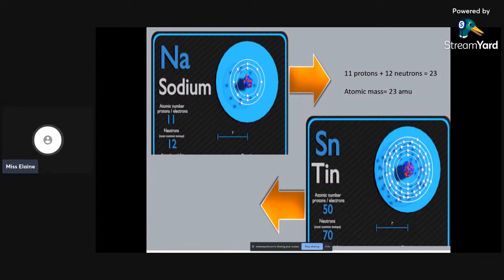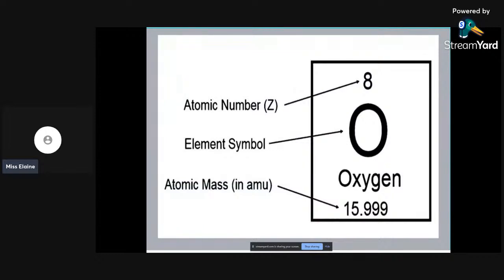So how about this one? Next one is tin. The protons or electrons of this tin is 50, and the neutrons is 70. Once again, what will you do? All you have to do is add the protons and the neutrons. So 50 protons plus 70 neutrons is equal to 120. So the atomic mass of this tin is 120 AMU. Okay? It's very easy.